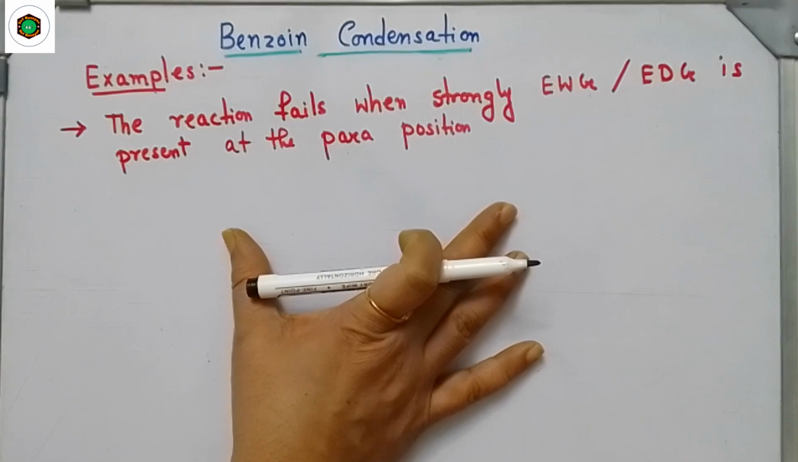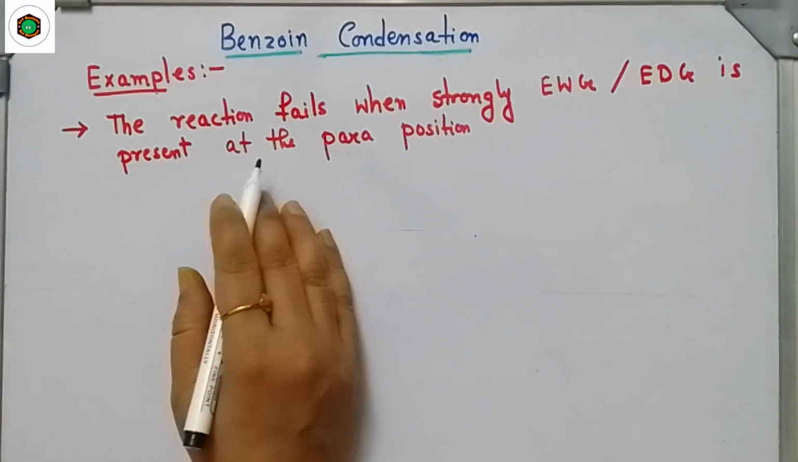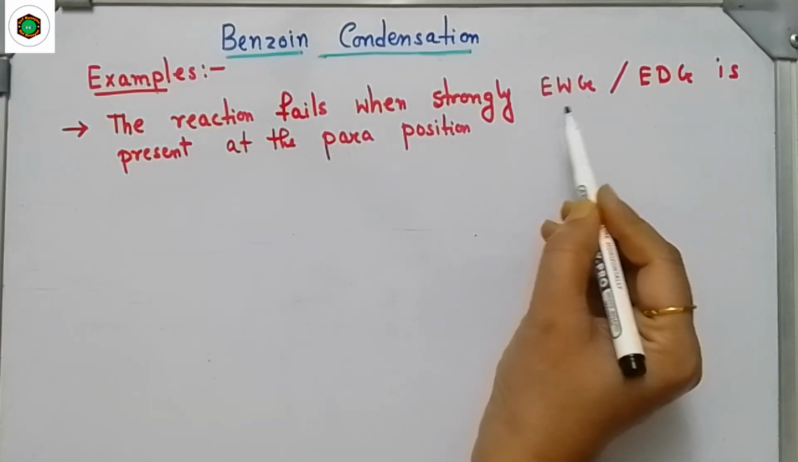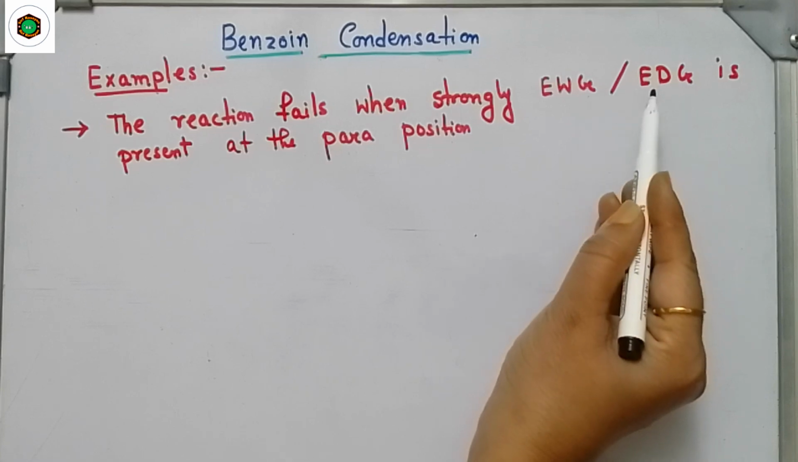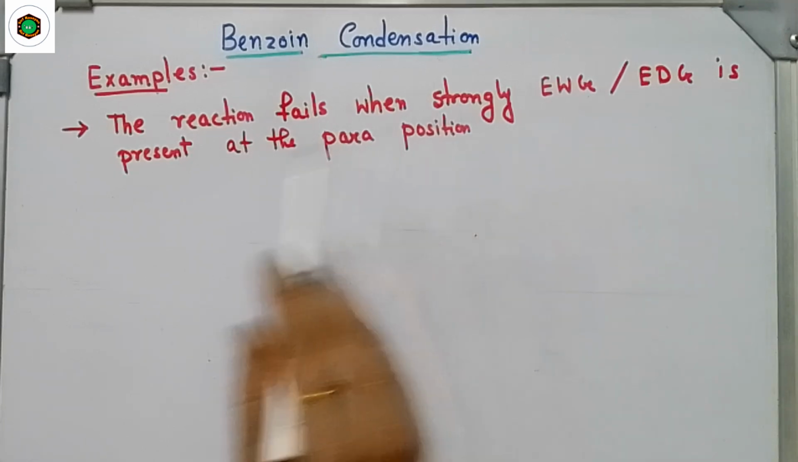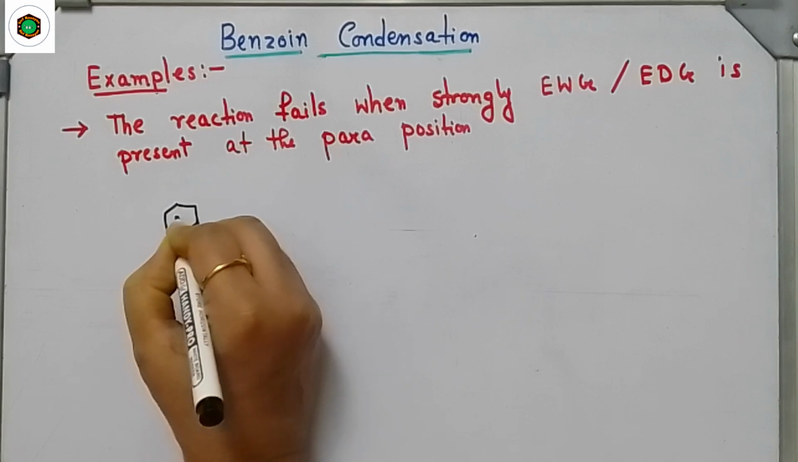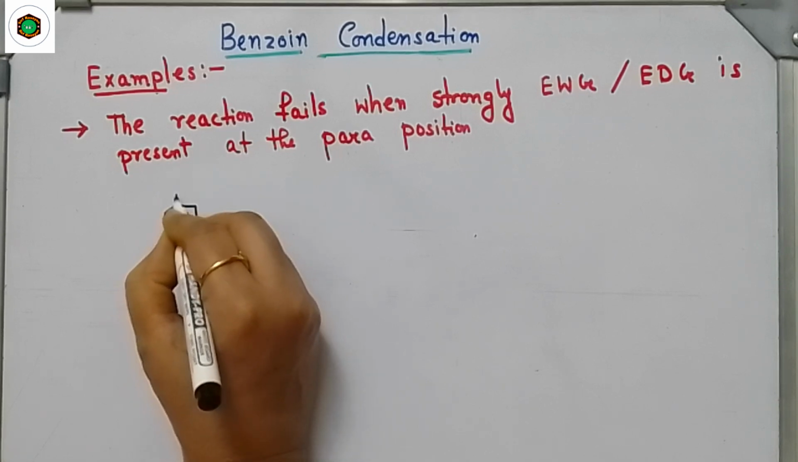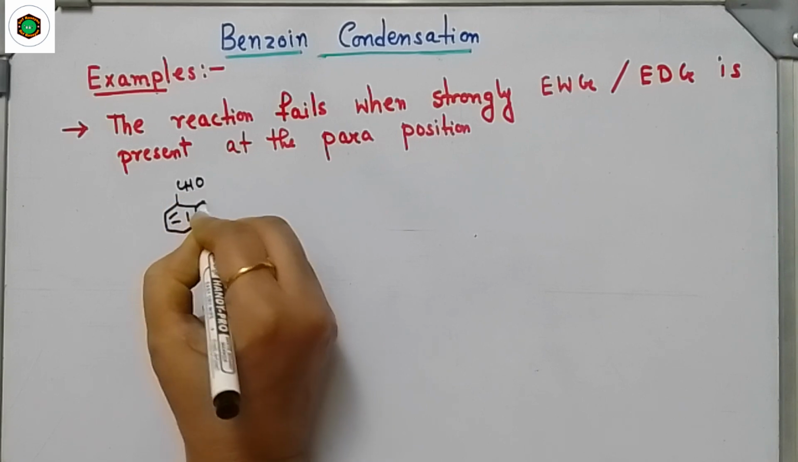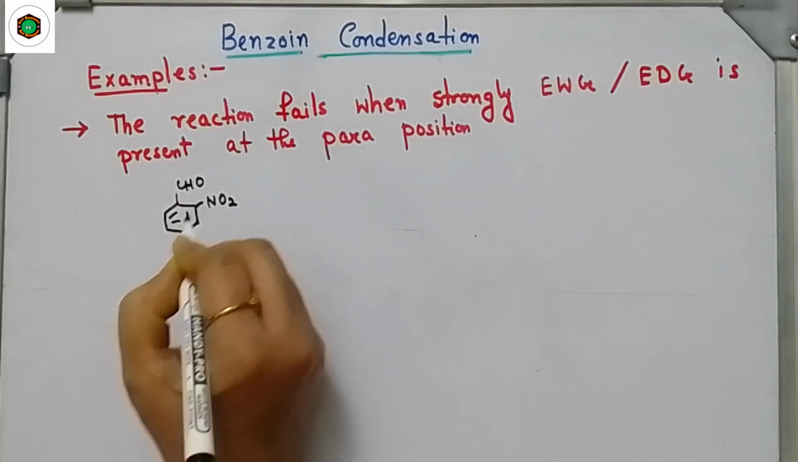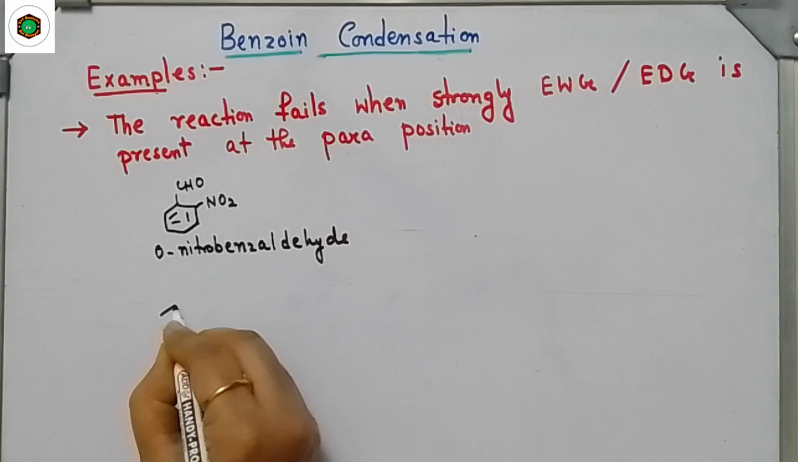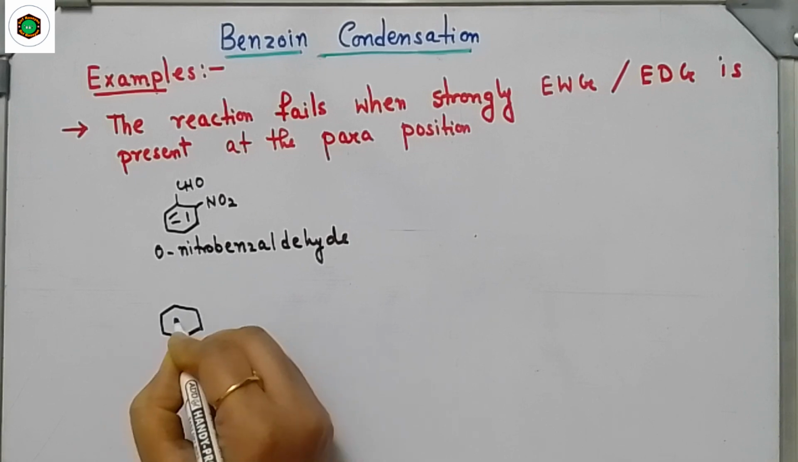Now one important thing, note down: the reaction fails when a strongly electron withdrawing group or strongly electron donating group is present at the para position. Now see, this is ortho-nitrobenzaldehyde and this is para-nitrobenzaldehyde.